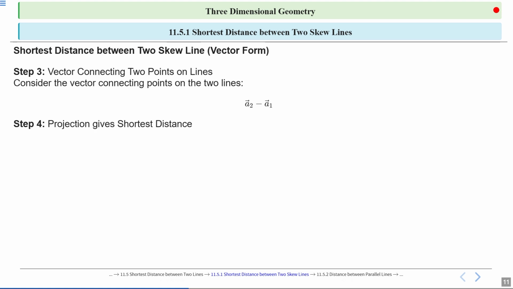Step 4. We need to find the shortest distance between the lines, and for that we will use the idea of projection. So the shortest distance, which we call D, is found by projecting the vector A2 vector minus A1 vector onto the unit vector n cap, which is perpendicular to both the lines. The formula for the shortest distance D equals the absolute value of the dot product of A2 vector minus A1 vector with n cap. In symbols, D is equal to magnitude of A2 vector minus A1 vector dot n cap.